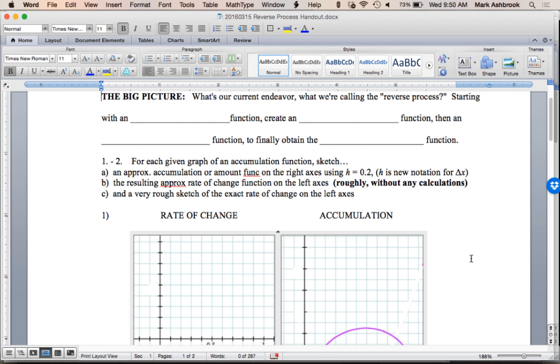Okay, so now what we used to call delta x, we're now going to call h, a little more compact, a little more efficient notation. So h has the same meaning as delta x did before, okay, h.